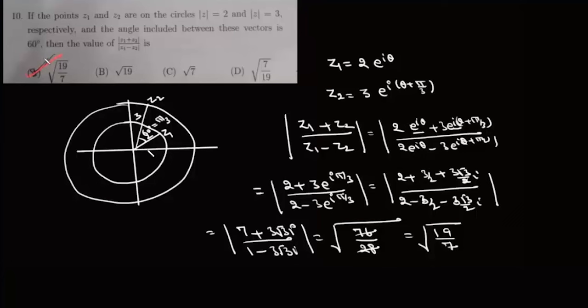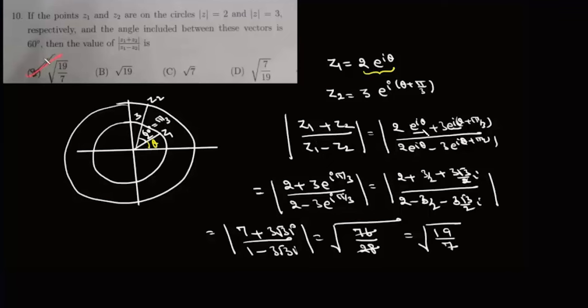For z1, suppose the modulus is 2 and the argument is theta. So we can write z1 as 2 e to the power iota theta. For z2, the modulus is 3 and its argument is theta plus 60, so we can write z2 as 3 e to the power iota (theta plus pi by 3). Now we need to find the value of (z1 plus z2) upon (z1 minus z2), so we'll put the values of z1 and z2.